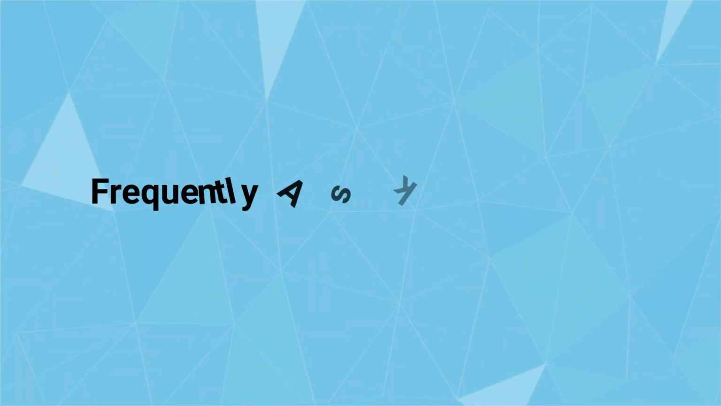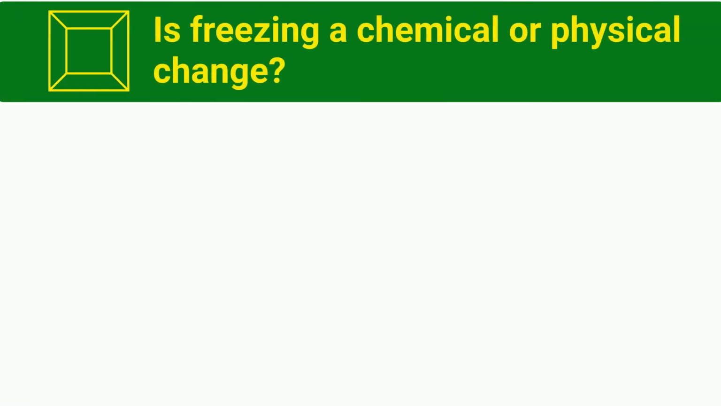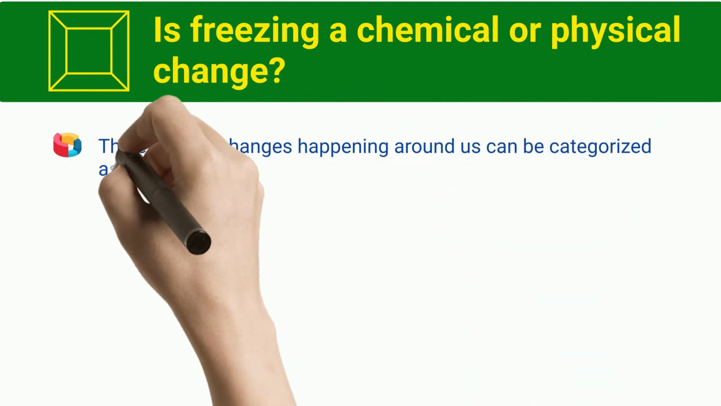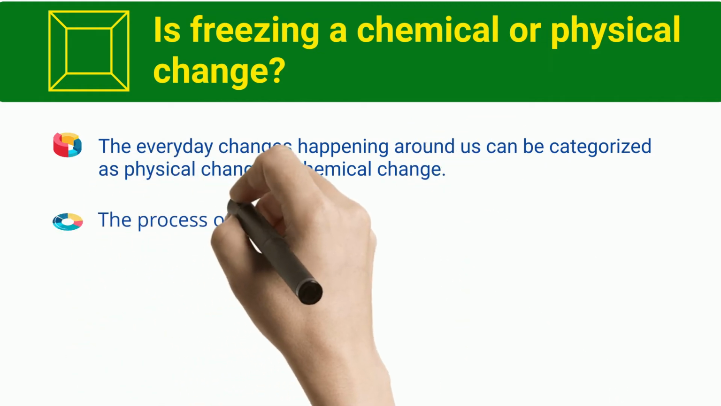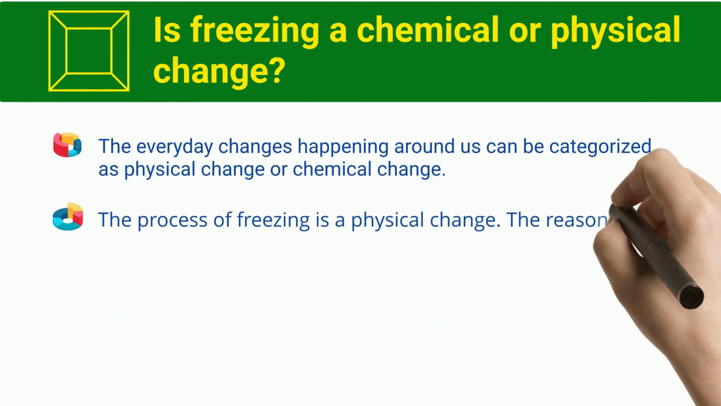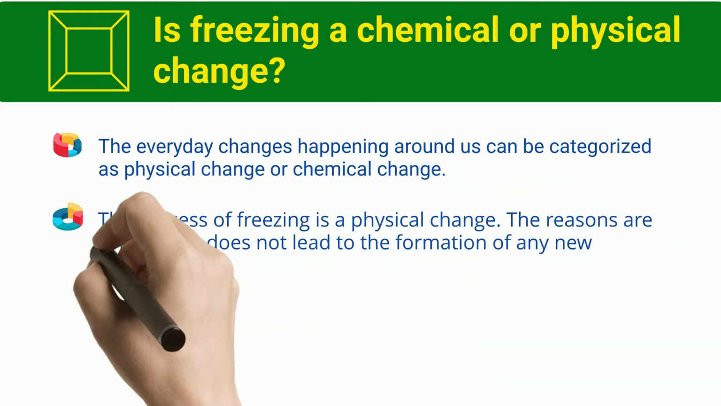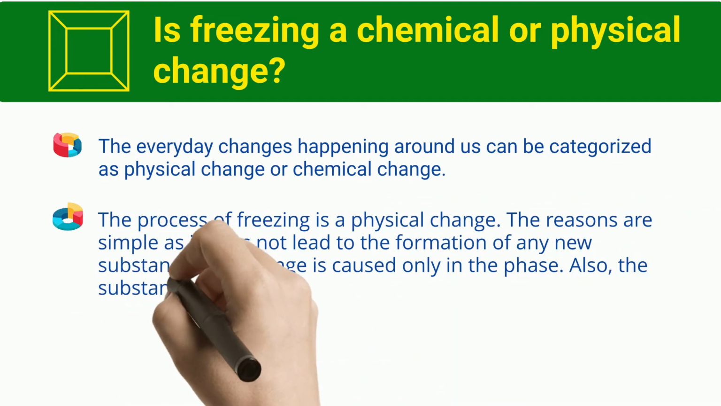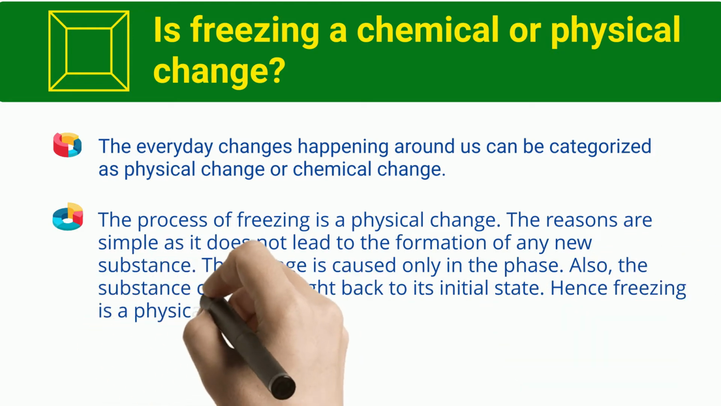Frequently asked questions, FAQs. Is freezing a chemical or physical change? The everyday changes happening around us can be categorized as physical change or chemical change. The process of freezing is a physical change. The reasons are simple, as it does not lead to the formation of any new substance. The change is caused only in the phase. Also, the substance can be brought back to its initial state. Hence, freezing is a physical change.